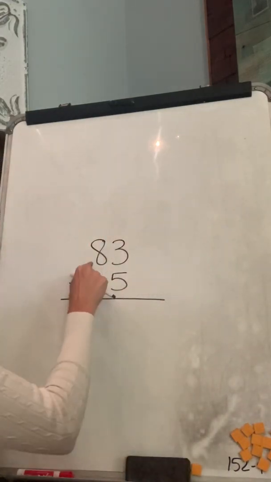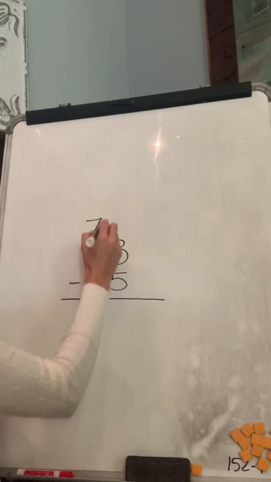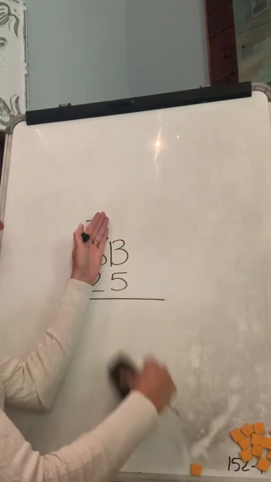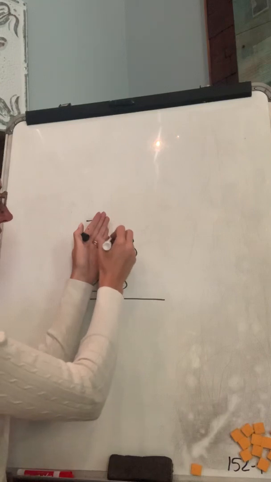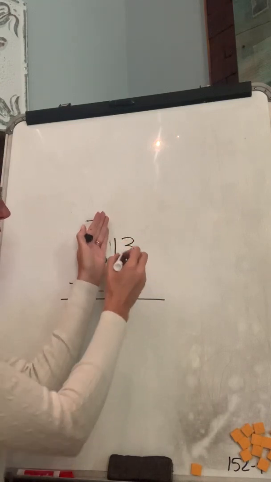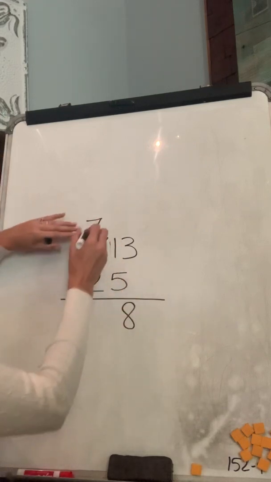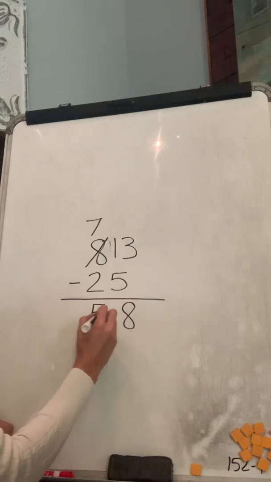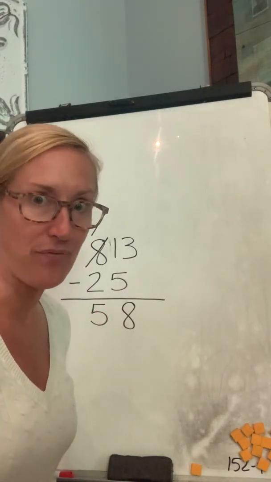So remember, I have to come over to the tens, take one of them away, and move that 10 over here to make 13. So we had 3. We moved our 10 over to make 13. What is 13 minus 5? 8. Now I can look at my tens. What is 7 minus 2? 5. So that means I have 58 light bulbs left.